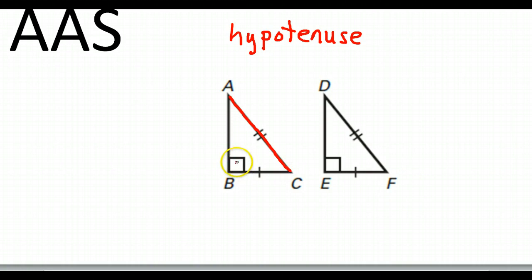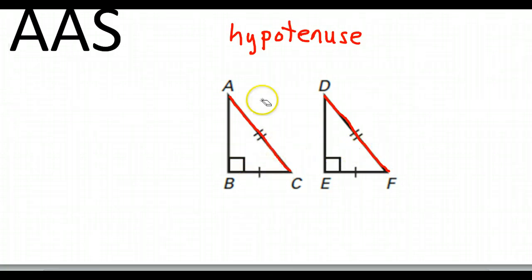Only a 90-degree triangle, only a right triangle has a hypotenuse. And the hypotenuse is always going to be the side that's across from the 90-degree angle. It's the biggest side of the triangle, the hypotenuse. I've shown it here in red. And of course this other right triangle has its hypotenuse. There I just made it red as well.